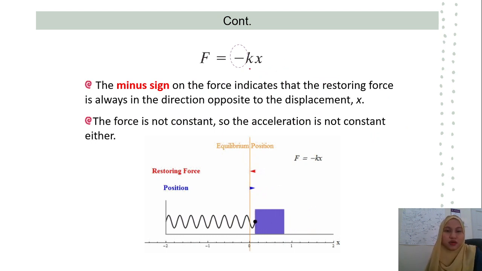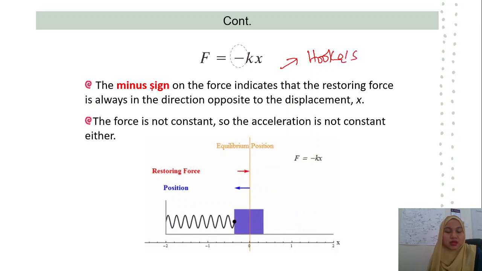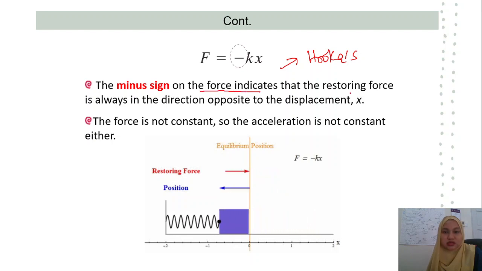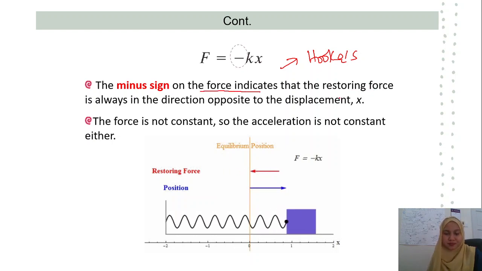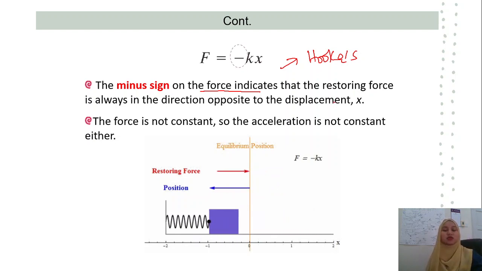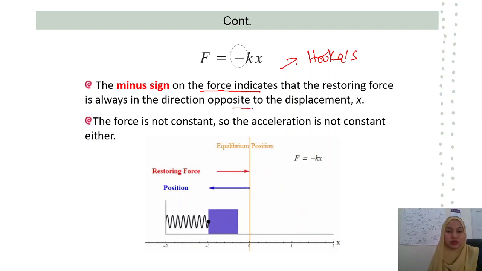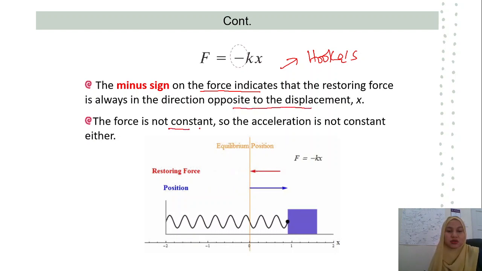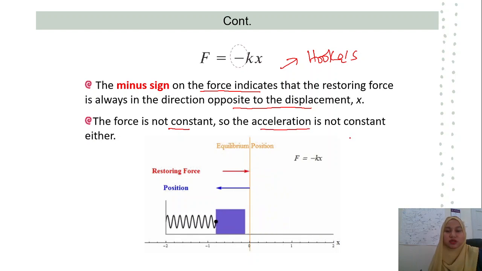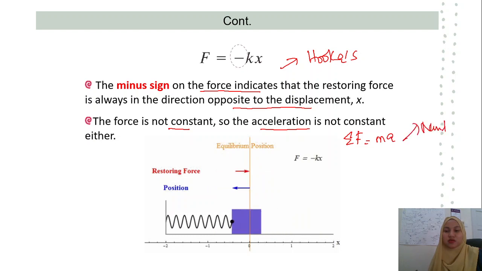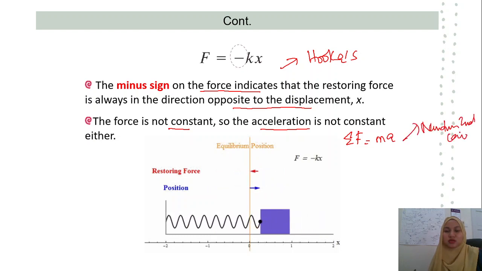Again, we continue with Hooke's law. The minus sign on the force, as I already mentioned earlier, indicates that it is a restoring force, which means that the force applied on the object to move the spring back to the original position is always in the direction opposite to the displacement. The force is not constant, so the acceleration also is not constant, from the equation F equals ma from Newton's second law. Do you still remember Newton's second law? If the force is not constant, then neither is the acceleration.